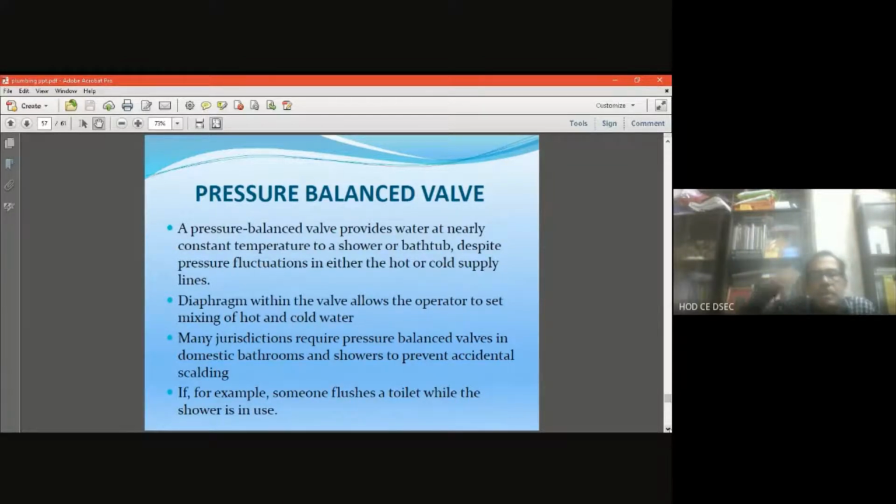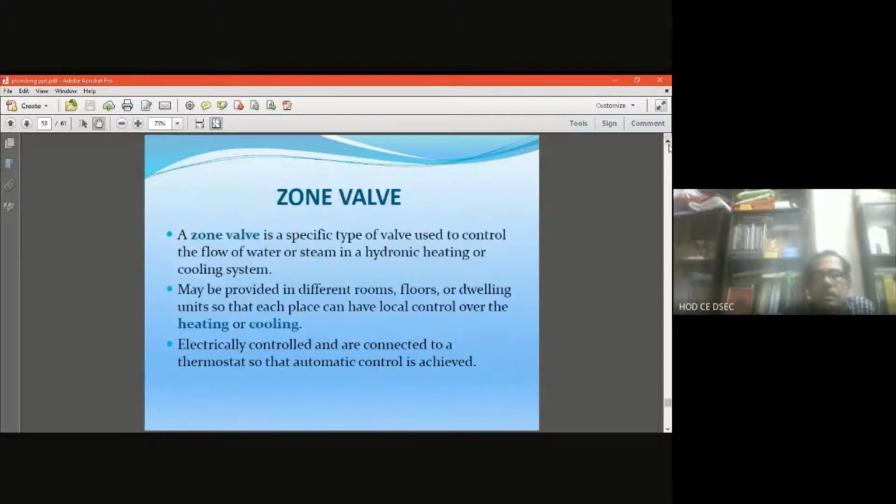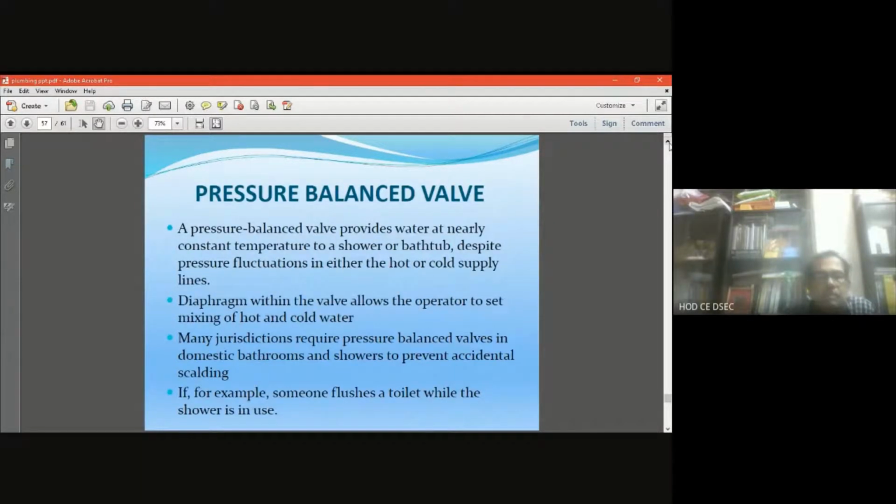Now, the diaphragm within the pressure balance valve allows the operator to set the mixing of hot and cold water. Very interesting, because the diaphragm allows the operator to set the mixing of hot and cold water. You can mix hot and cold water at the time of bathing using this pressure balance valve.